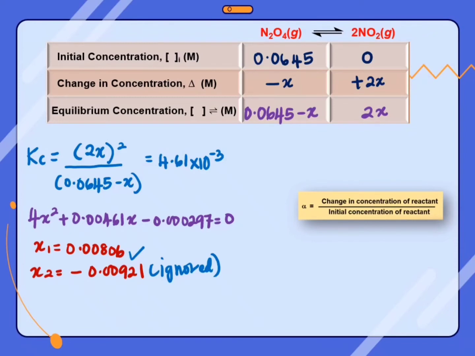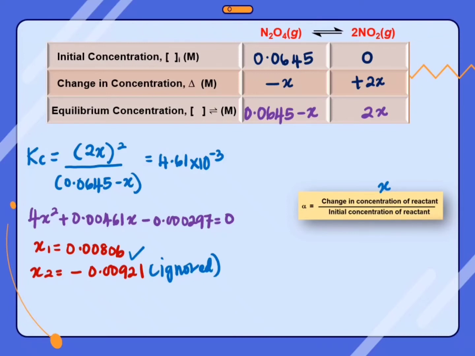And we know that the formula is change in concentration, which is X, divided by initial concentration of reactant. So what was our reactant again?